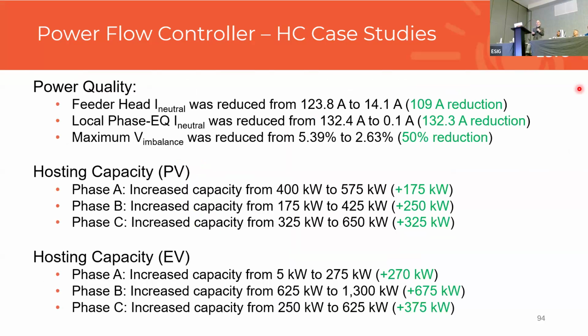This is really just a summary. So it's summarizing both the power quality benefits that were observed for the site, where we had 109 amp reduction in neutral current. We had 133 amp reduction locally. So that was at the feeder head. This is local to the device, so about mid-circuit. And then the maximum voltage imbalance was about 50%, cutting it from 5.4 down to 2.6. And then we see those hosting capacity benefits spelled out again.